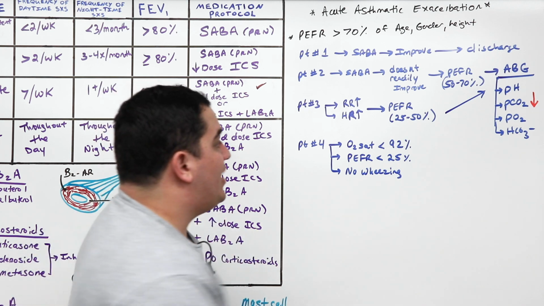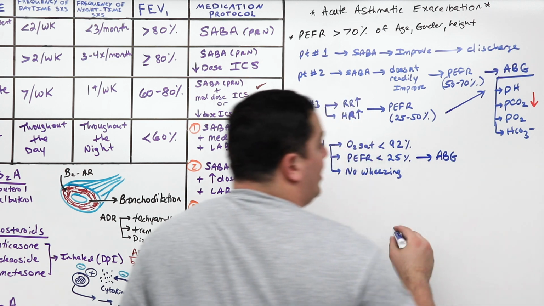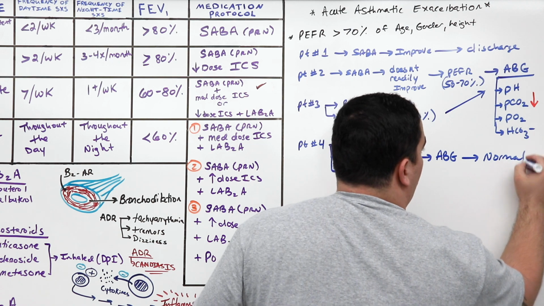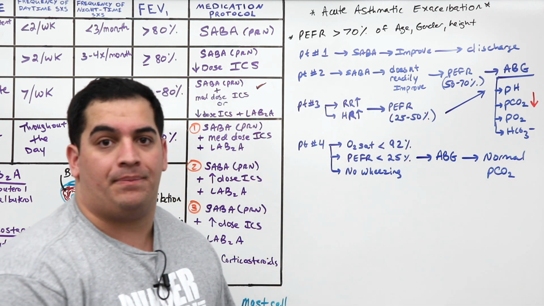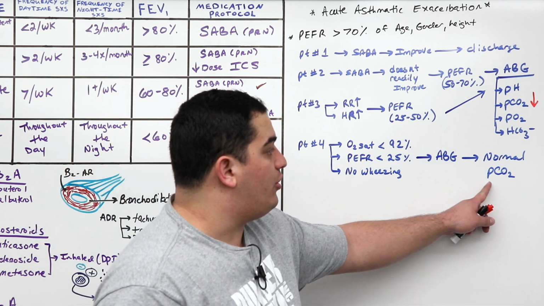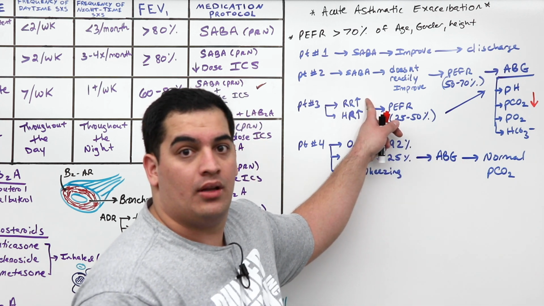Another thing is, let's say that you do an ABG, and the ABG shows a normal PCO2. That is bad. The reason why this is bad is if you see a normal PCO2, what were they doing before? They were hyperventilating.